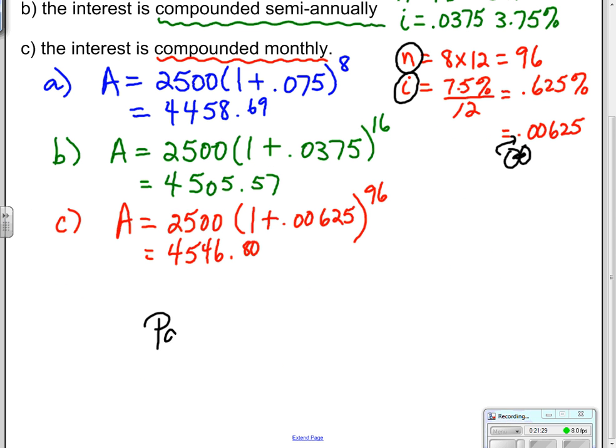Please try some textbook questions. Page 468. Number 3, 5 to 8, and 12.